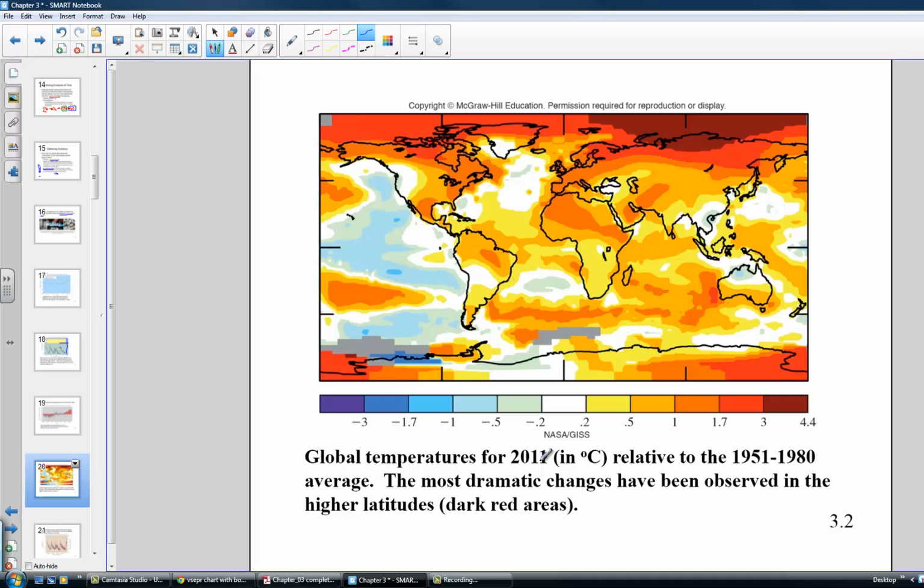So these are global temperatures for the year 2011 in Celsius degrees. The red, of course, is the warmest. Blue would be the coldest. And you can see the most dramatic changes have occurred at the higher latitudes. So again, where volcanic eruption occurs and so forth, but also due to weather patterns, where the carbon dioxide gases flow with the jet stream and congregate over our ice caps.